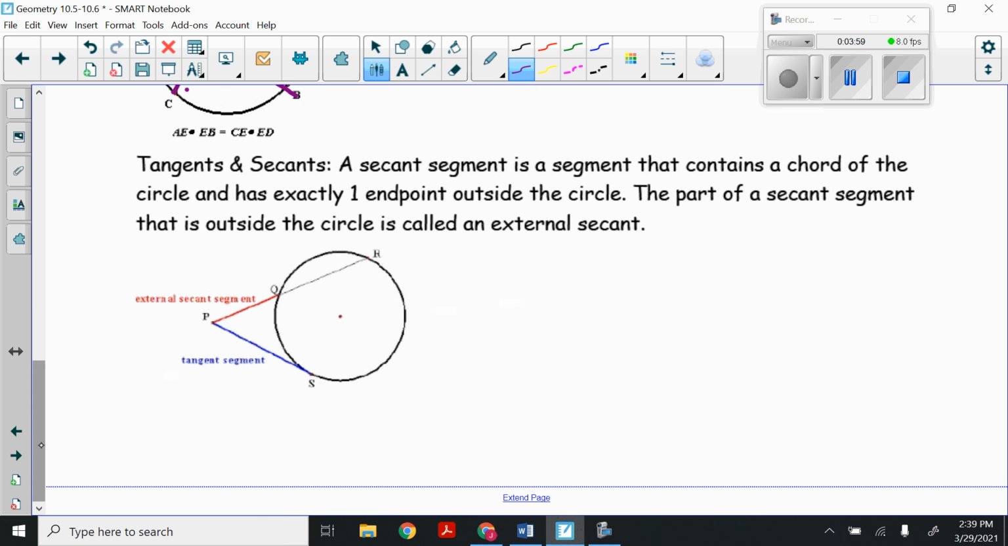Tangents and secants. A secant segment is a segment that contains a chord of the circle and has exactly one endpoint outside the circle. The part of a secant segment that is outside the circle is called the external secant segment. So here's my secant. Q to R, that's the chord on the inside. P to Q would be considered the external secant segment. And then S to P is our tangent segment. So then we have some theorems dealing with those.